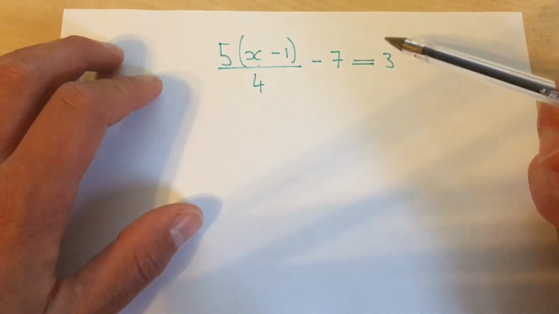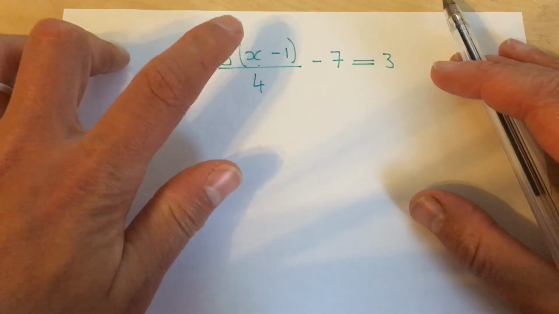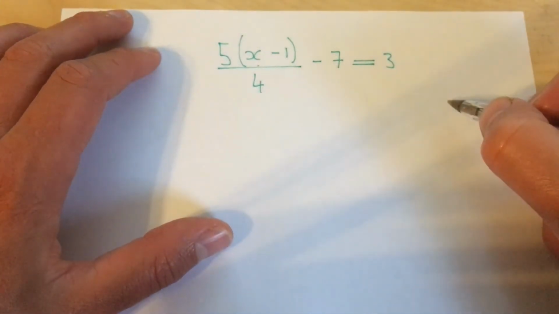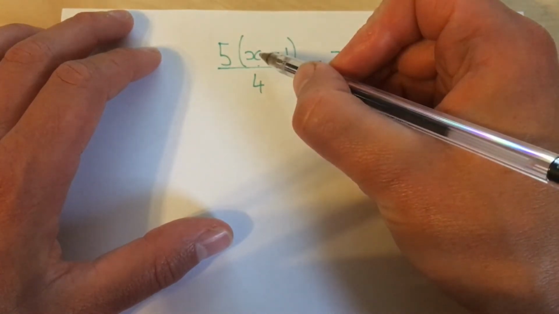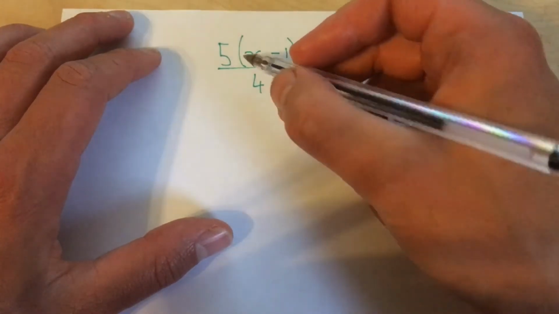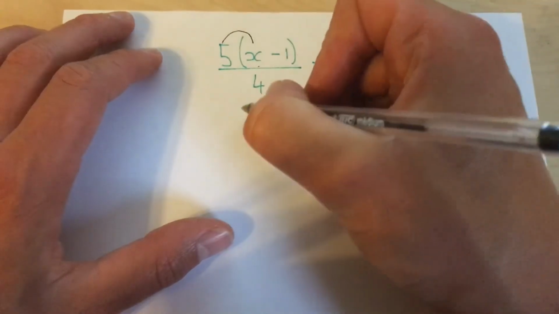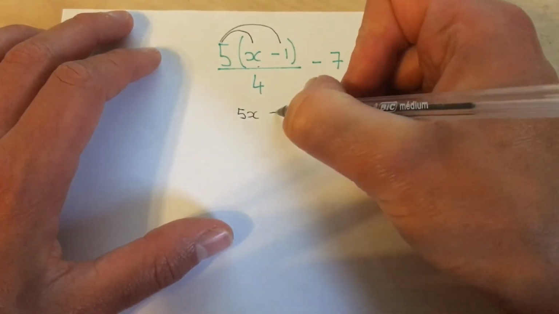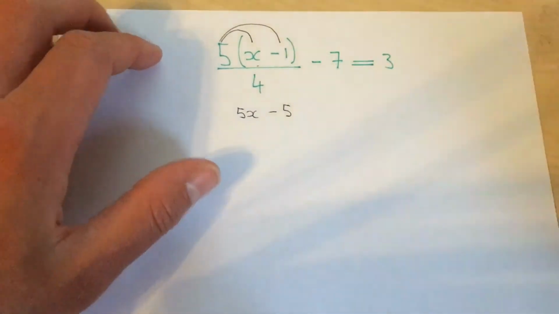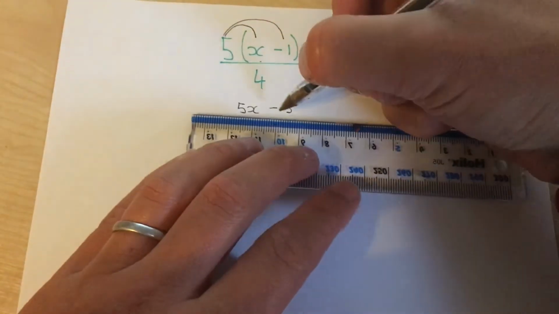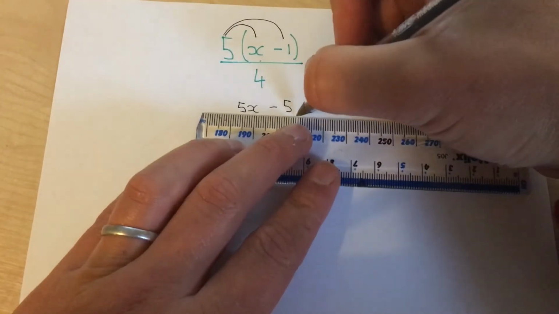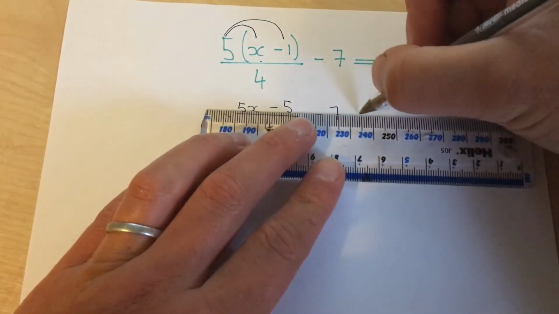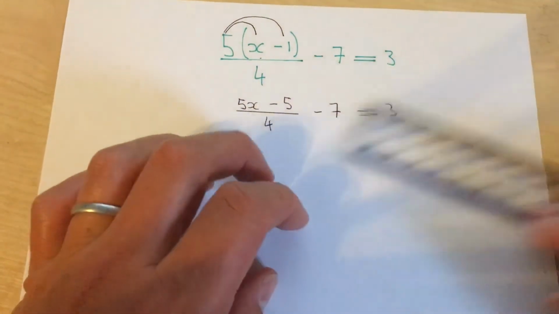Now my suggestion to you is, before you do anything else, expand the brackets. So I'm going to write another line underneath with the brackets expanded. That is, here we have 5 multiplied by x is 5x, and 5 multiplied by minus 1 is minus 5, and everything else stays the same. So I've still got my divide by 4, I've still got my minus 7, and that equals 3.